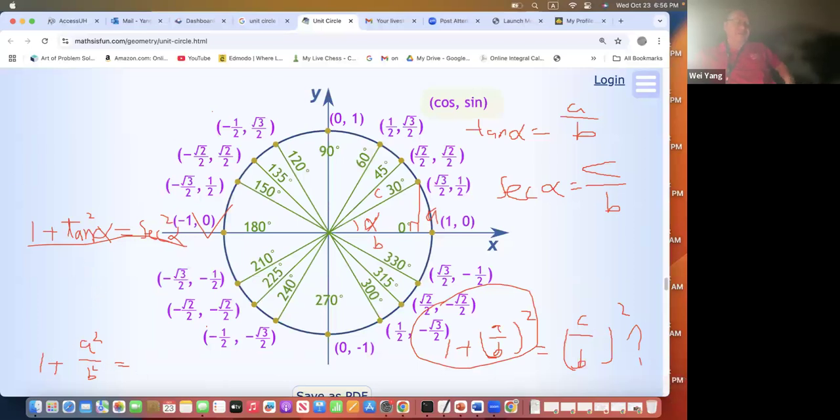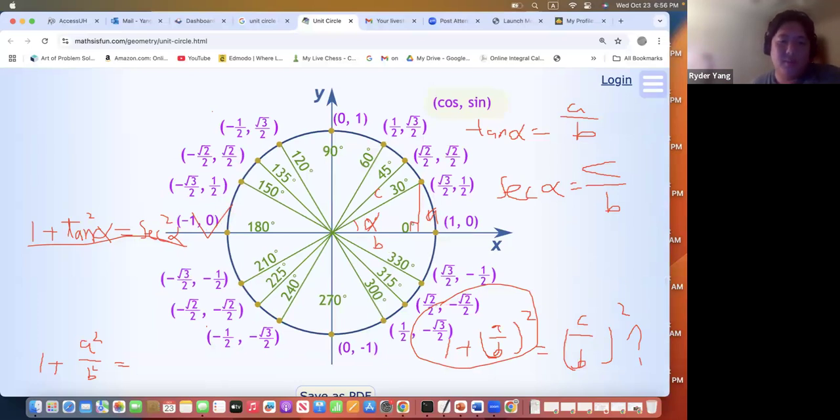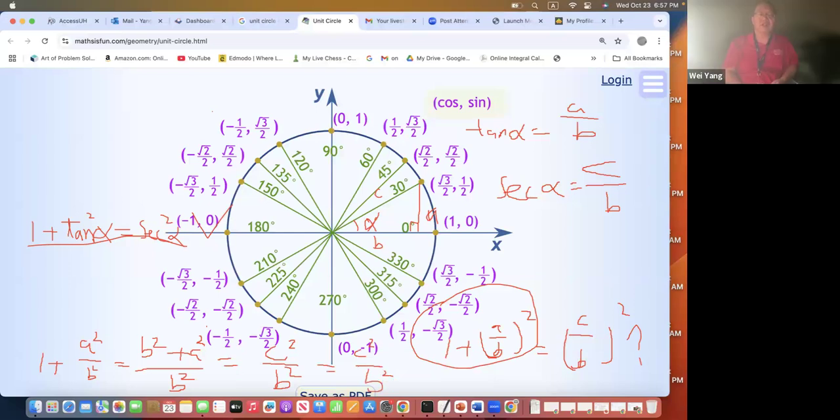Then you start from here. You can turn 1 into b squared over b squared, and then we know a squared plus b squared equals c squared. So then this can equal c squared over b squared. This is the left side. What is the right side? The right side is secant squared alpha, which equals c squared over b squared. So now both sides are equal, right? By this way, you proved 1 plus tangent alpha squared equals secant alpha squared.